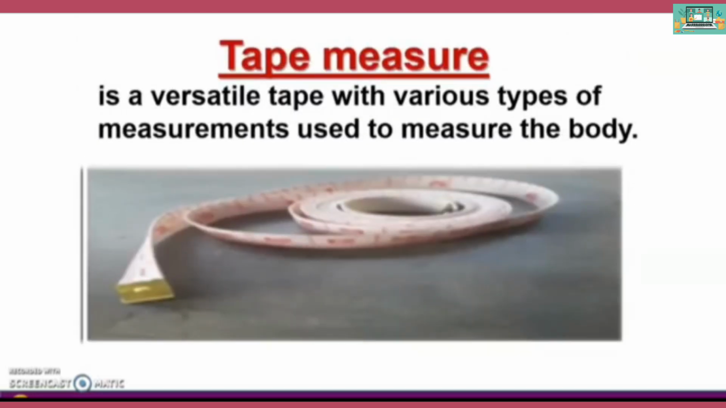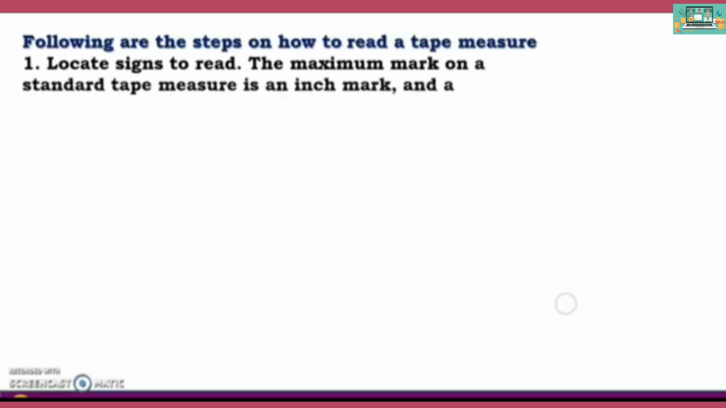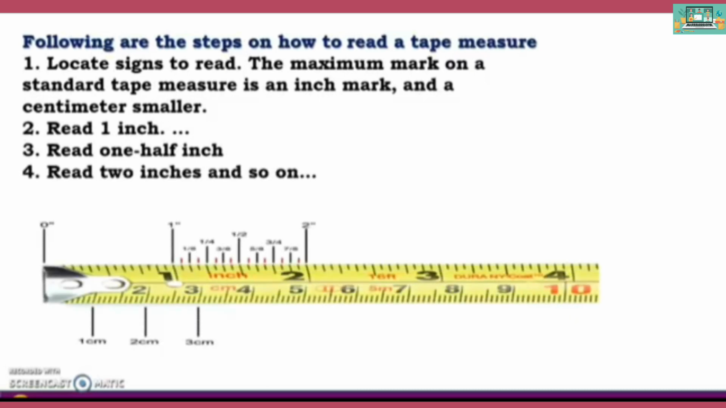Tape measure is a versatile tape with various types of measurements used to measure the body. Following are the steps on how to read a tape measure. Number 1. Locate signs to read. The maximum mark on a standard tape measure is an inch mark and a centimeter smaller.